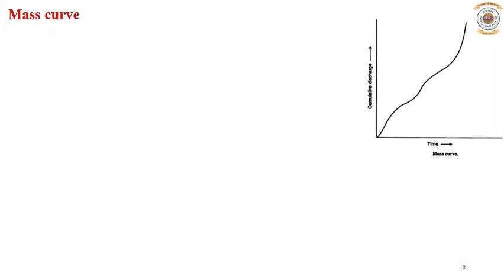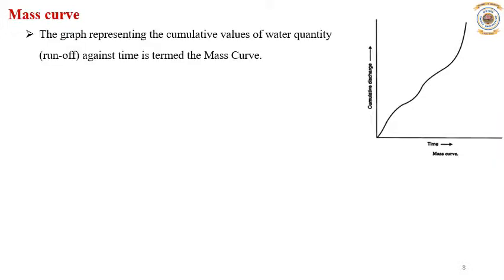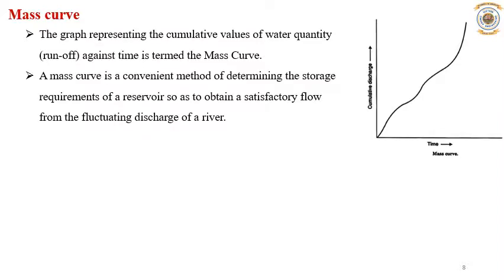Then we will discuss the mass curve. This is where you draw the cumulative discharge versus time. The mass curve is the graph of cumulative values of water quantity or runoff against time. A mass curve is an integral curve of the hydrograph, which expresses the area under the hydrograph from one time to another. It is convenient to determine the storage requirement needed to produce a certain dependable flow from the fluctuating discharge of a river by a reservoir. So it is a convenient method.